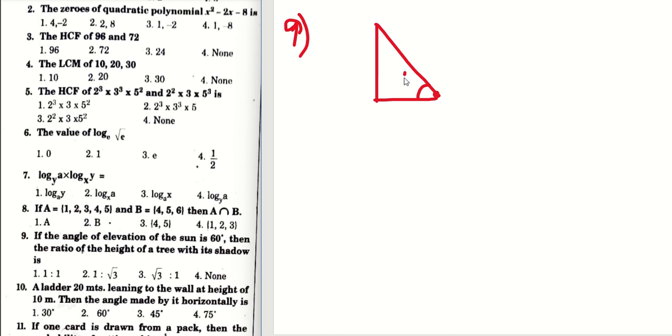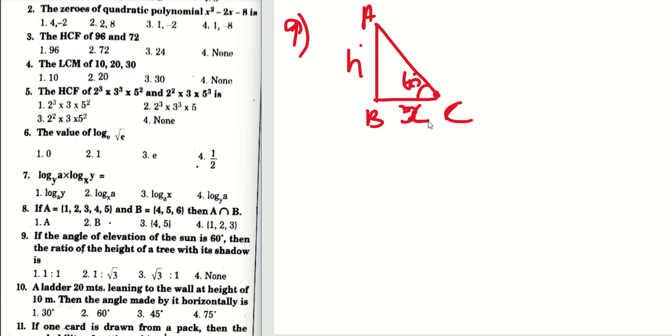As you know, from down you will mark it. How many degrees have they given over here? It is 60 degrees. The angle of elevation of the sun is 60 degree. Then the ratio of the height of the tree with its shadow is asked. This is your tree, you can take this as AB. The shadow obviously lies down only. This is your height and this is x. What is this? Shadow.